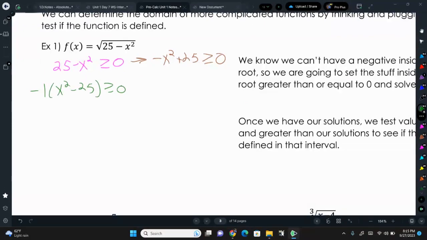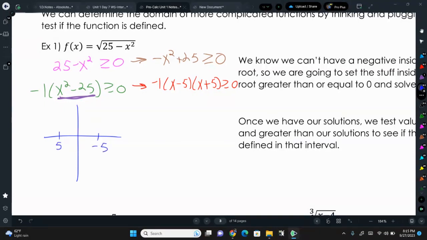So we factor out a -1, and we're left with x squared minus 25 is greater than or equal to 0. Well, again, we know that we can factor that to x minus 5 times x plus 5. So then we have -1 times x minus 5 times x plus 5, which is greater than or equal to 0. So when we draw our sketch, we have 5 and we have -5. However, this quadratic now opens downwards because of that -1 in front. So our graph will look like this instead.